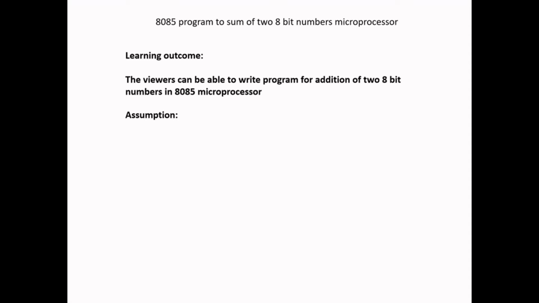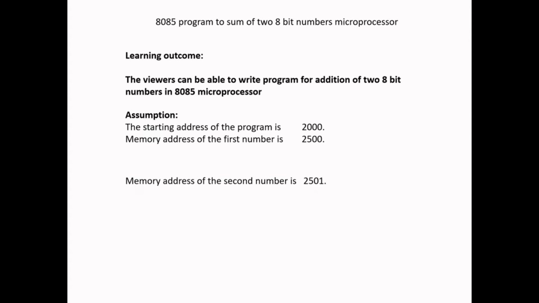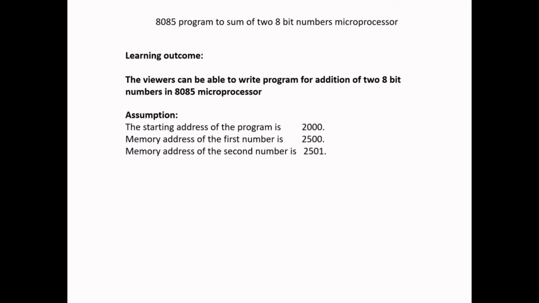For this, we have the following assumptions. First, the starting address of the program is 2000. The memory address of the first number where we are going to store the data is 2500, and the second number is in 2501. The results will be stored in 2502 and 2503.